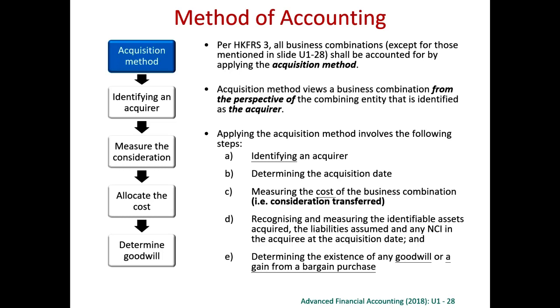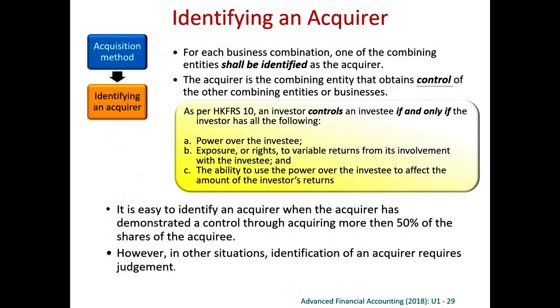And then we will recognize and measure the identifiable assets acquired, the liabilities assumed, and any non-controlling interest in the acquiree. And finally, item C represents the amount that we pay. Item D represents the net asset that we have obtained from this acquiree. So what we pay, item C, minus what we get, item D, is the goodwill. If we pay more than what we can get, this is goodwill. If we pay less than what we have got, then this is a gain from bargain purchase.